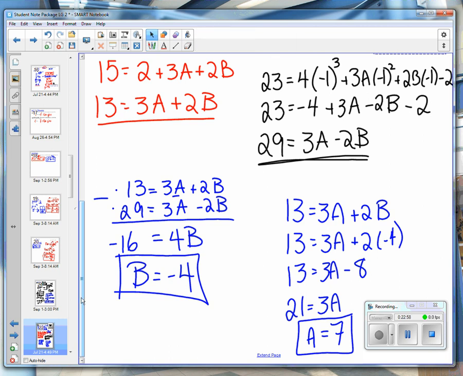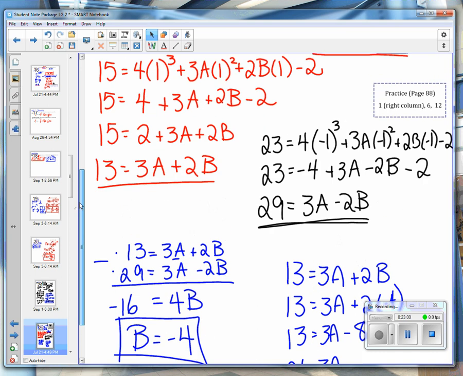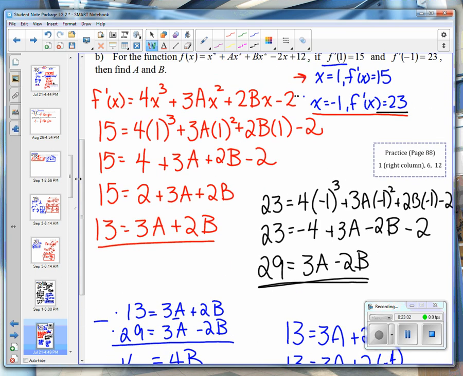All right. Now, guys, you need to practice this. Okay, so right here, obviously page 88, go through, double check, check the solutions, and have fun.